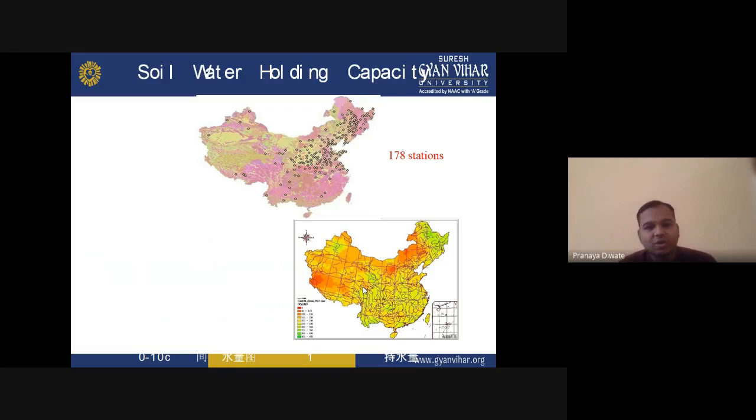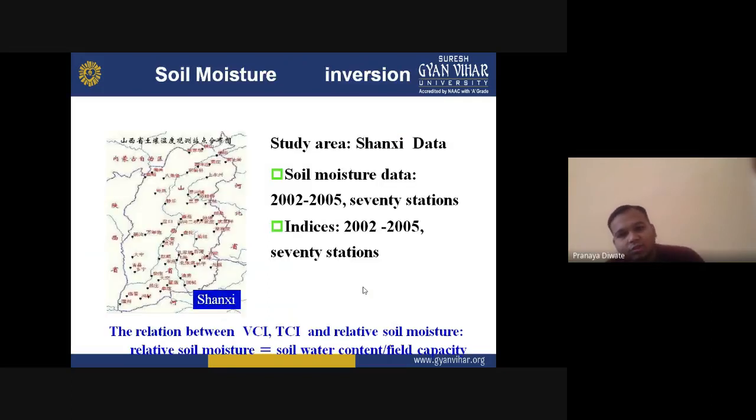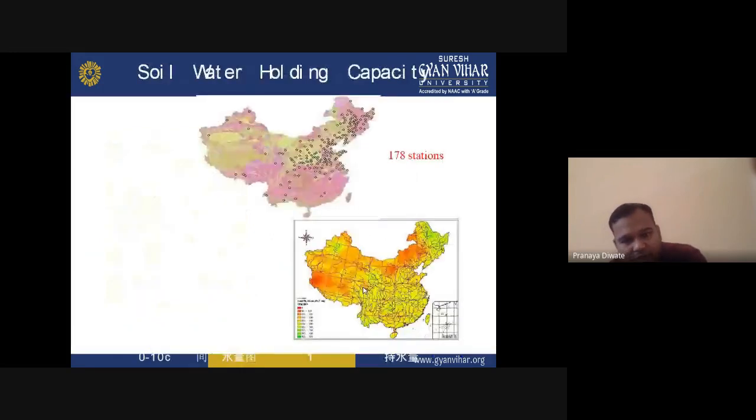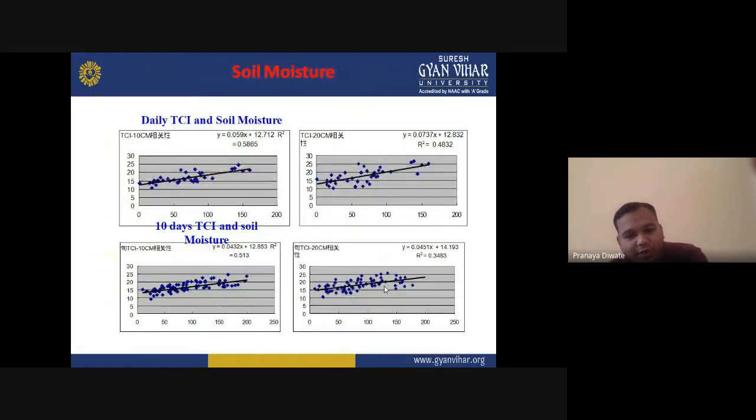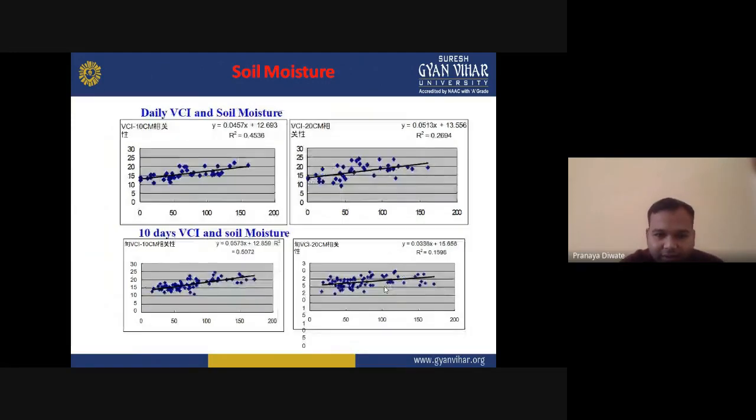Then you have the water holding capacity of any region. How can you calculate the soil water holding capacity of the region? You can see this one. So this is how you can have soil moisture. The study area is the Shansky data, and all this is used for the soil moisture data. So this is how you can use the soil moisture data of any region for the TCI.